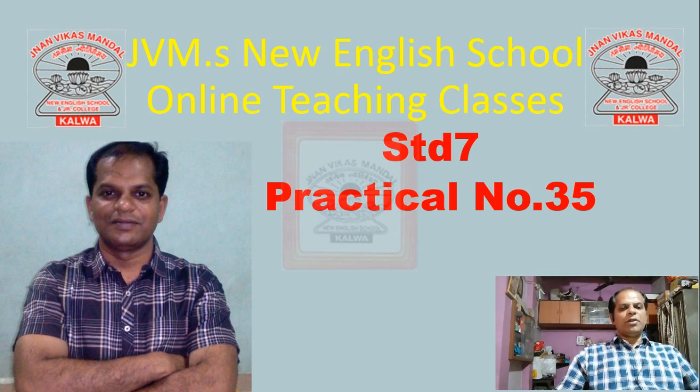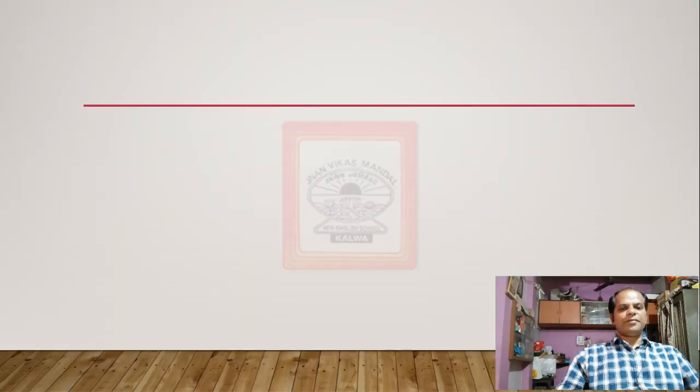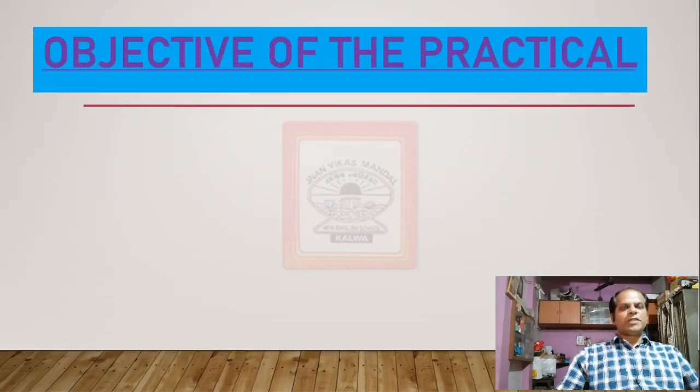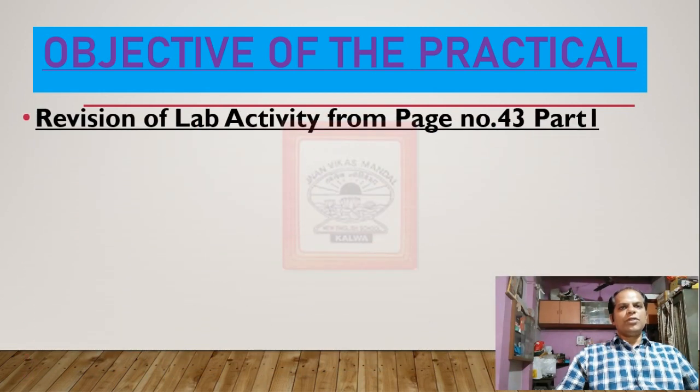And today we will see our next practical of Standard 7th. Now, the objective of today's practical is to do revision of the lab activity which is given on page number 43. It is a very lengthy activity, as we know. So today we will do the first part of this lab activity. That means we are going to revise it. Already we have finished this lab activity, but once again we will revise this.